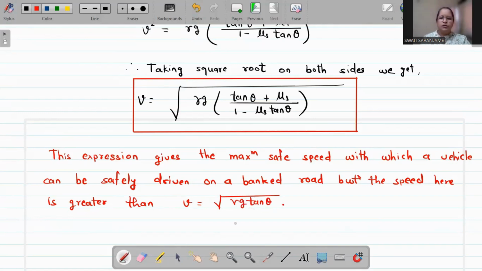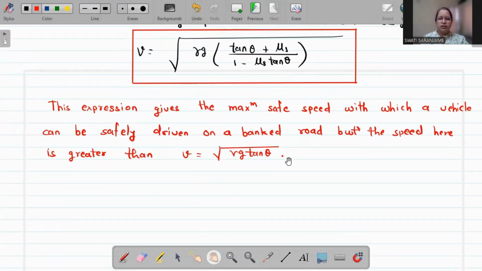Okay, understood? So this is it. These two derivations are of much importance because they are many times repeatedly asked in your class 12 board exam.